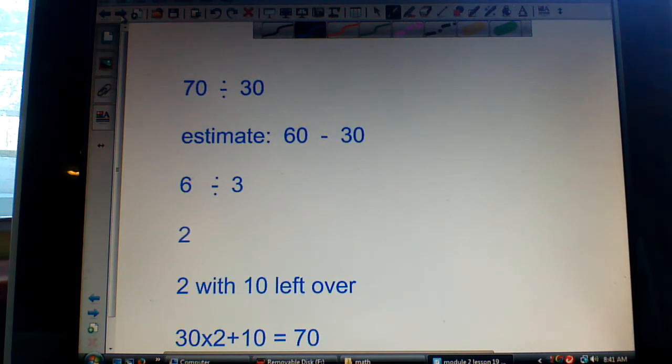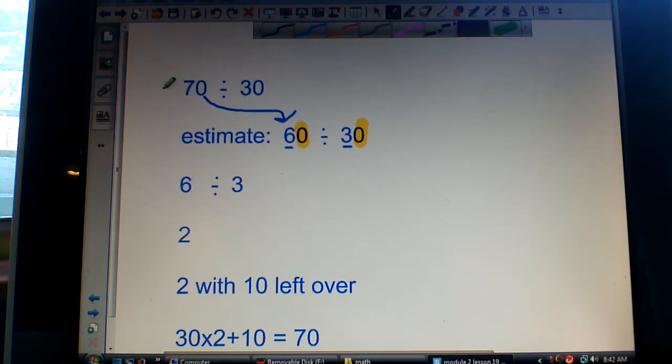The next couple of problems, we have 70 divided by 30. So we're going to estimate that. And we would estimate the whole, which would be 70, would round to 60 because 6 is part of the 3 times table. 6 is a multiple of 3. We're working in the tens unit.